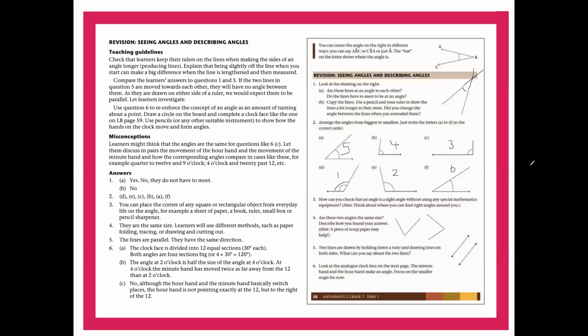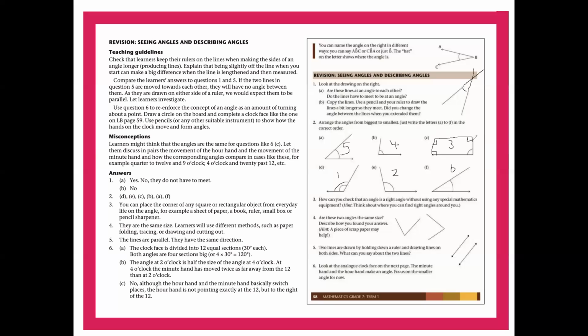All right, 3. How can you check that an angle is a right angle without using any special mathematical equipment? So without using a protractor. With this, you can use anything that is a square or a rectangle, because if I continue with this one and make it a rectangle, all of its angles are 90 degrees.